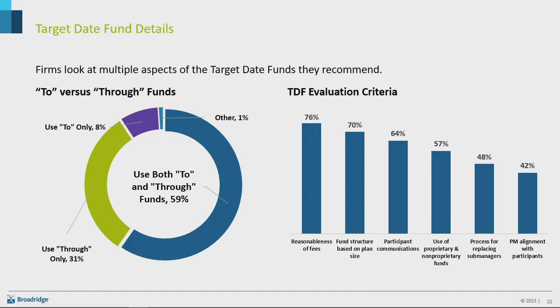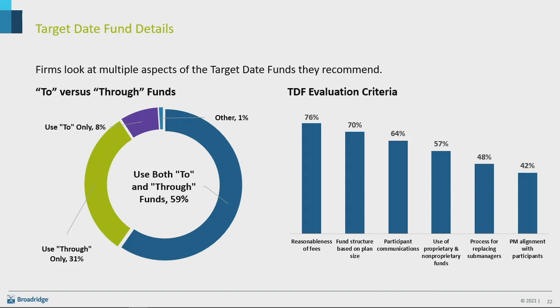And I just wanted to highlight the first four criteria here. 76% evaluate expenses of the manager and sub-managers to determine reasonableness of those fees. So that's the number one criteria that's being used. Number two is they take a look at the actual fund structure, looking at mutual funds versus collective trust structures, which have been gaining momentum in the marketplace.